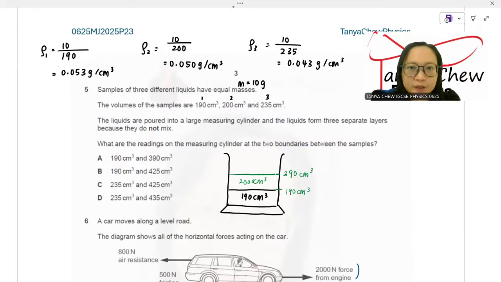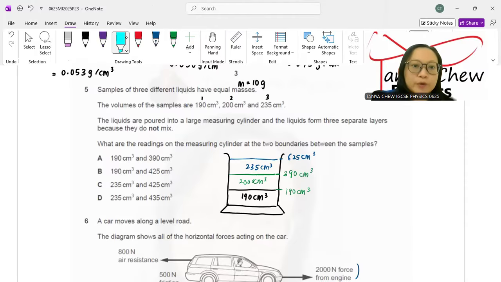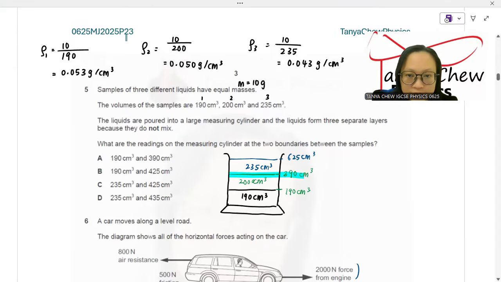And the last liquid right here, which is 235 cm cube. So you take 390, add with 235. So your answer here would be 625 cm cube. So what are the readings between the boundaries, right? So I would say that 625 is out of our answer. So this is 390 and 190. That is why the answer is A.